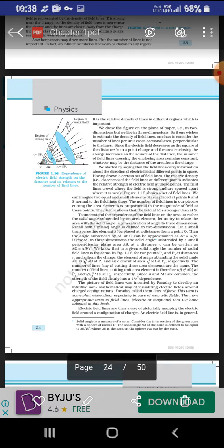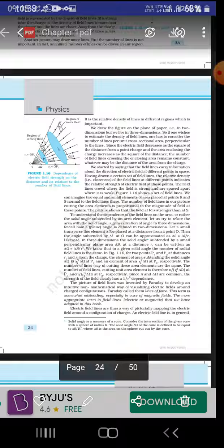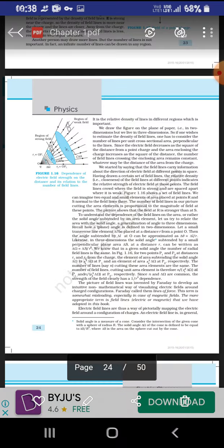Since the number of lines and the solid angle are common, the strength of the field clearly goes as 1 by r square. This term is somewhat misleading, especially as it was introduced by Faraday, so Faraday called this a line of force.